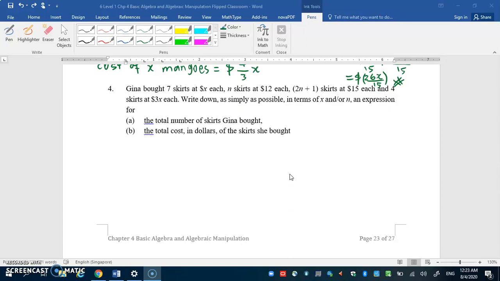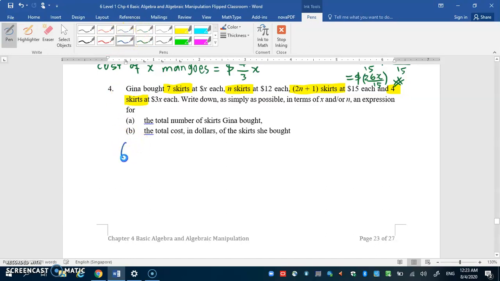Gina bought 7 skirts at x dollars each, n skirts at $12 each, 2n plus 1 skirts at $15 each, and 4 skirts at $3x each. Write down as simply as possible, in terms of x or n, an expression for the total number of skirts that Gina bought. Okay, so we're going to add all the numbers of skirts, which is 7 and 2n plus 1 and this 4. Okay, we're only looking at the number of skirts, we're not looking at the cost.